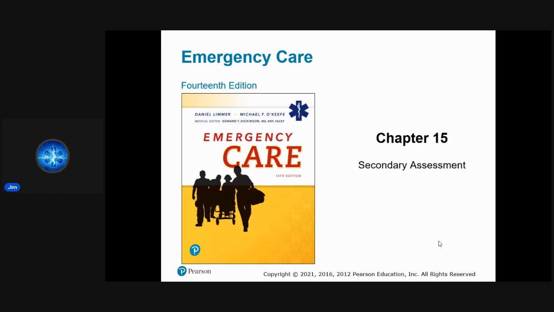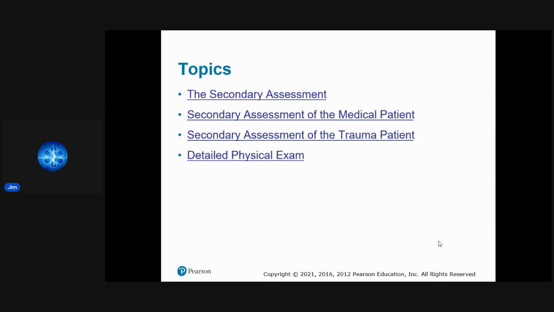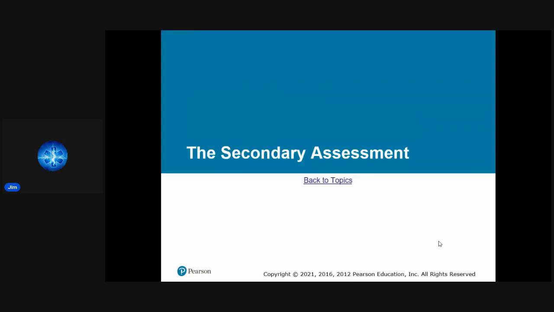Okay, chapter 15. We're going to talk about the secondary assessment. Some of the topics we're going to be talking about: secondary assessment of the medical patient, secondary assessment of the trauma patient, and then we're going to talk about the detailed physical exam.